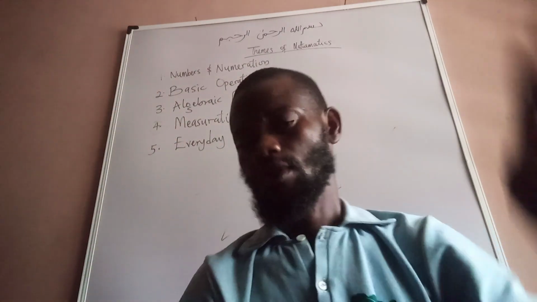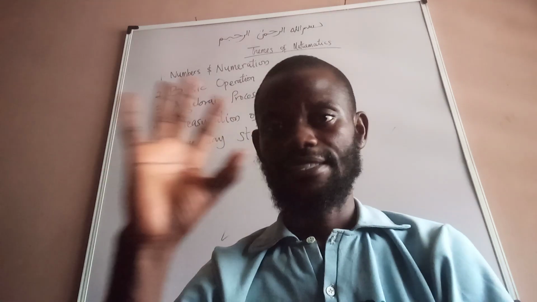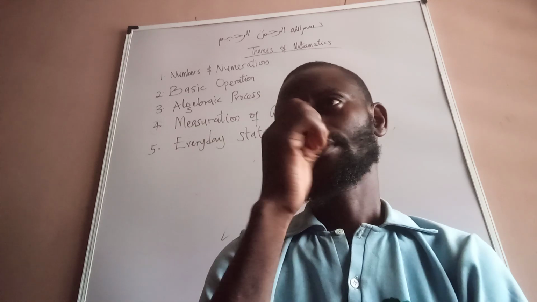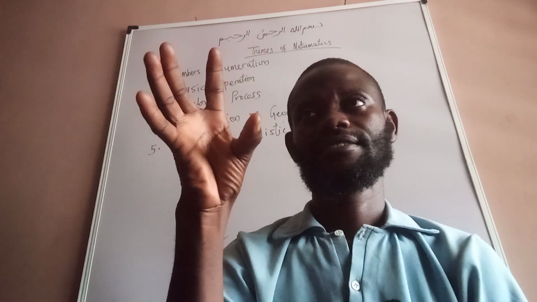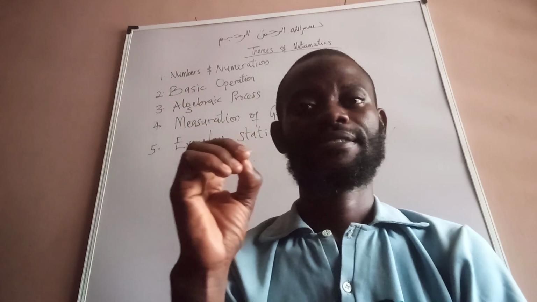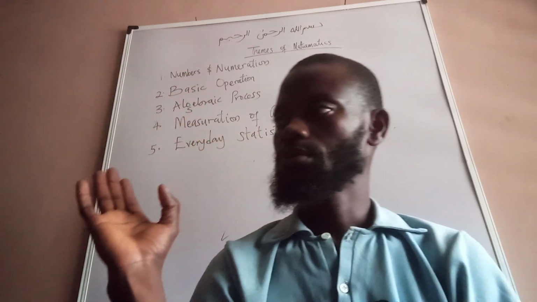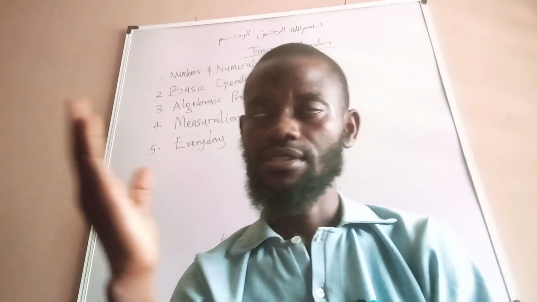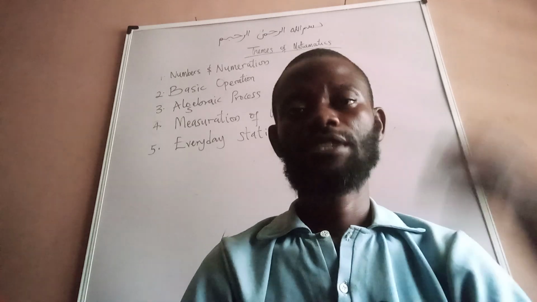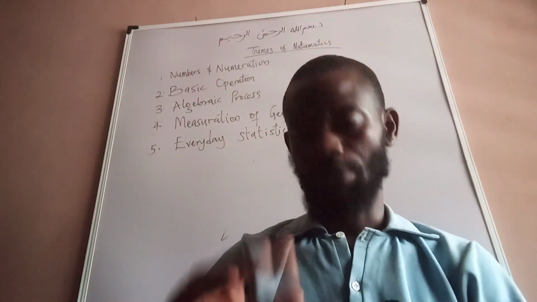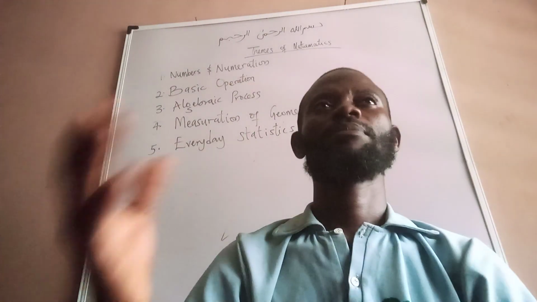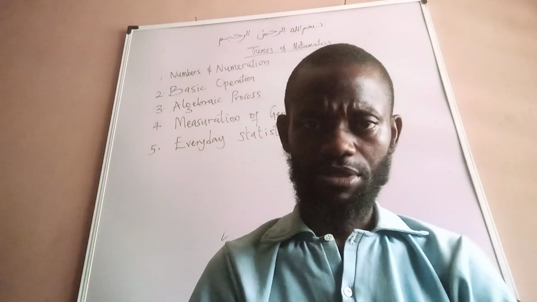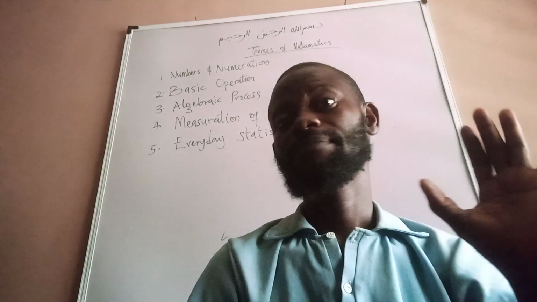So that is 4. And the last one is statistics. How to look for figures, how to look for patterns in data. So you can have data of the number of students in your class. Then in this class, how many students scored above the pass mark and how many scored below the pass mark. Then you can now be talking about the mean score, the median, the mode, the range. Are you with me? So these are the 5 things in mathematics.